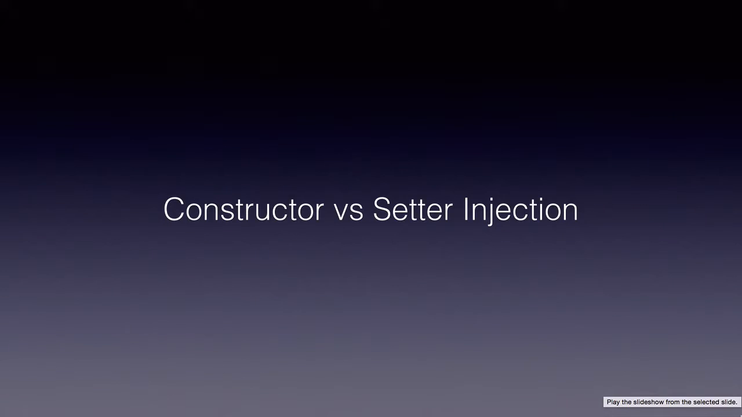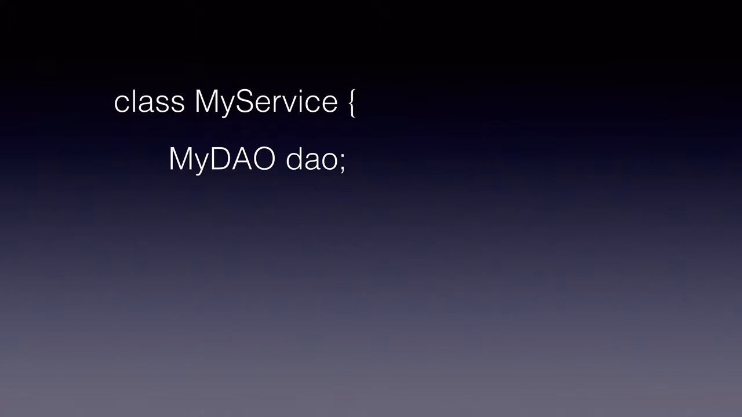In this lecture, we'll cover the two types of dependency injection that Spring offers, namely constructor injection and setter injection, and when to use which. Let's consider an example of a myService class which uses the DAO. So myService requires the DAO to perform what it does.